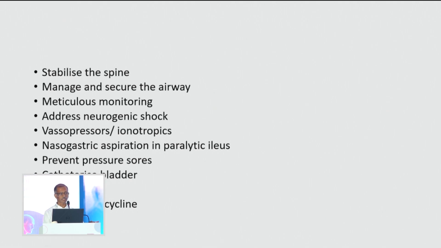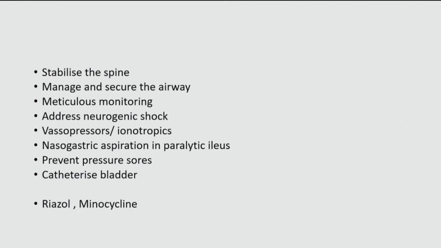you must stabilize the spine, manage and secure the airway, meticulous monitoring, addressing neurogenic shock. Meticulous monitoring is what is important, because that will pick up the complications far earlier. Vasopressors or inotropes as needed, nasogastric aspiration in paralytic ileus and to prevent aspiration, and prevent pressure sores, catheterize the bladder. And newer drugs I saw on the AI Google, riluzole and minocycline. They say it protects the cord. I'm not sure about it.